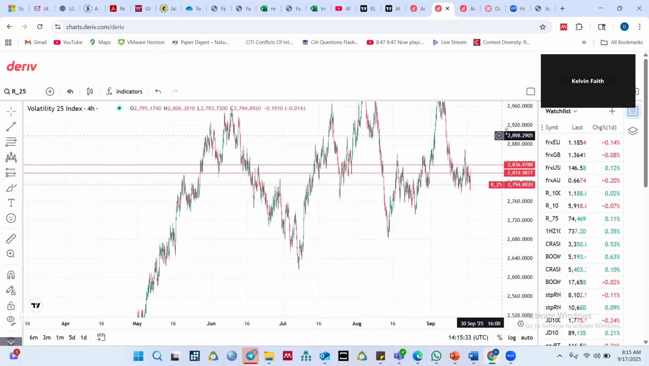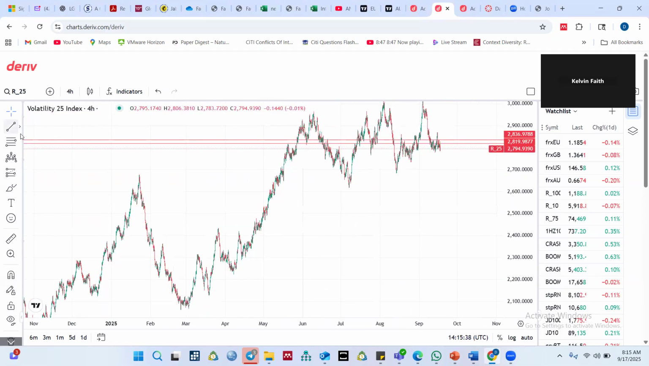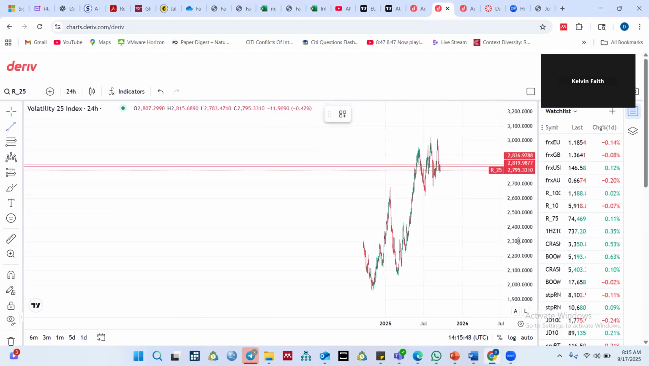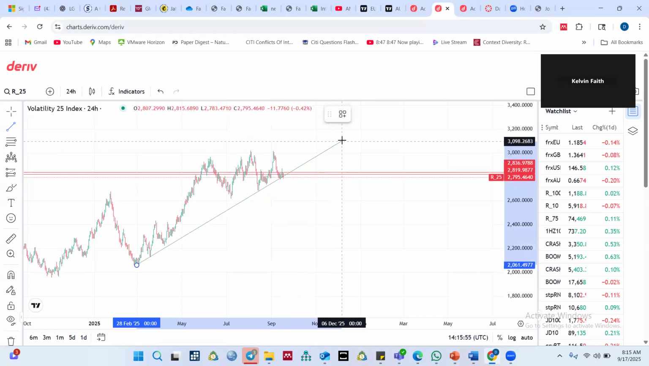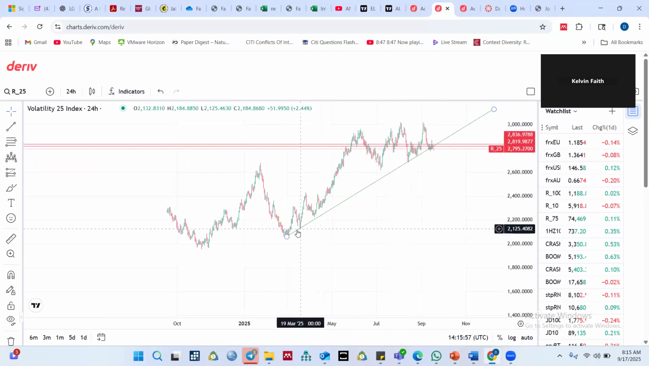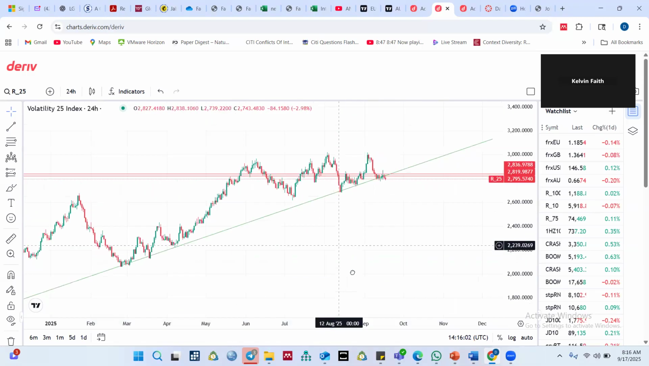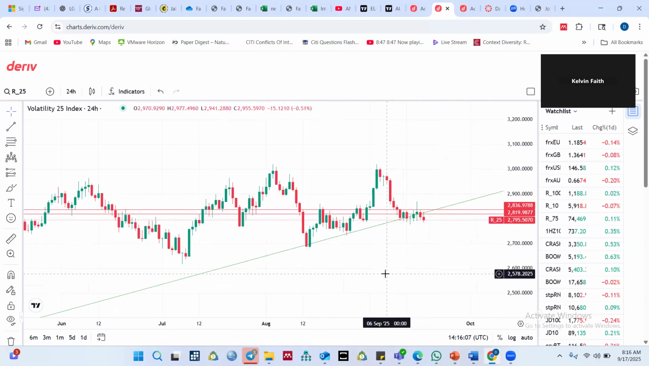From where I stand, you can see that this pair is, from the 4 hour, let's say even the daily 24-hour time frame, technically bullish. We are in a bullish market. So you can see that the pair is bullish.